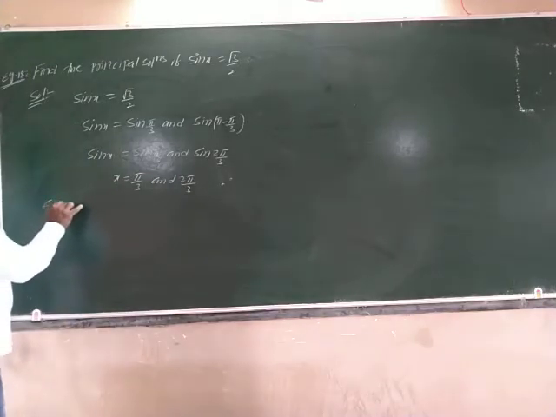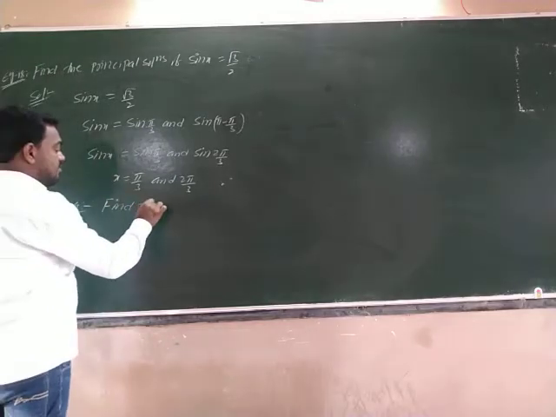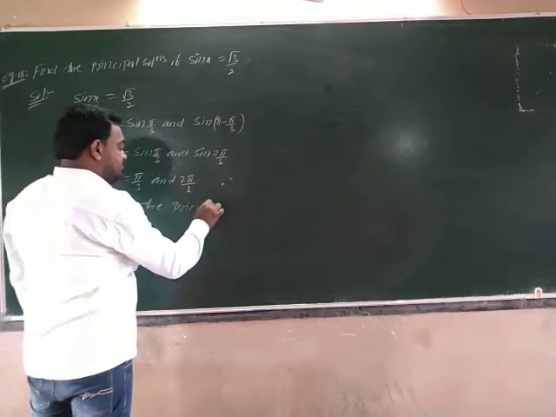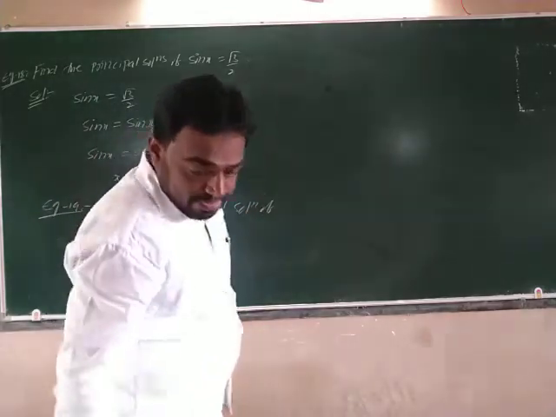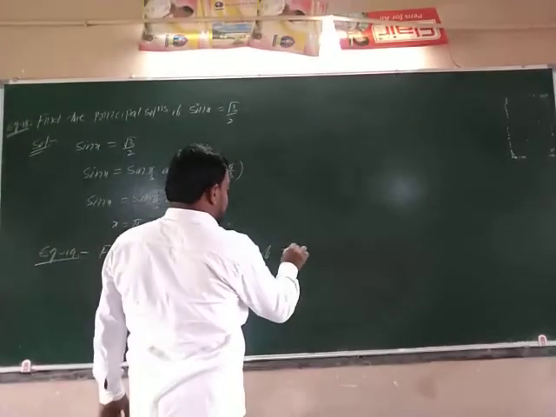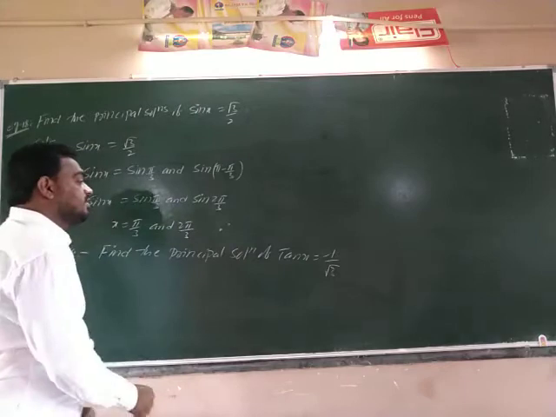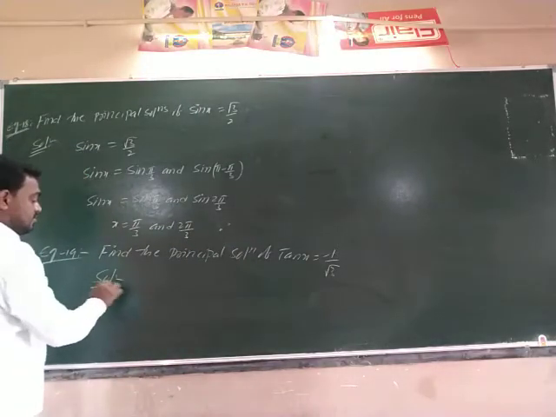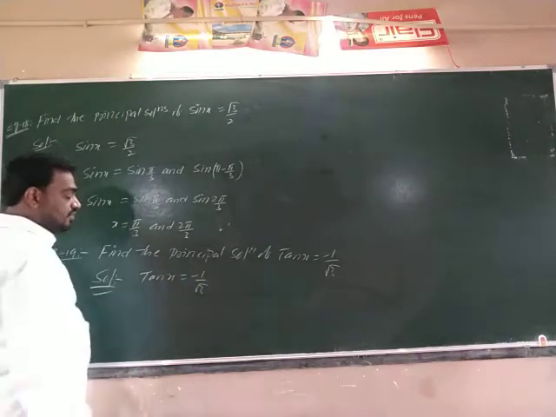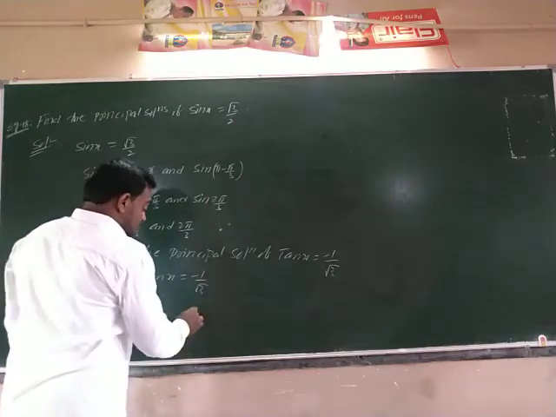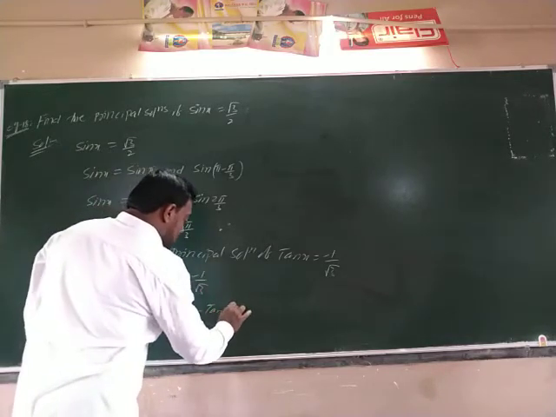Next, example 19. Find the principal solutions of tan x is equal to minus 1 by root 3. Simple problem. Solution: tan x is equal to minus 1 by root 3. This is equal to minus tan of pi by 6, since tan pi by 6 is 1 by root 3.